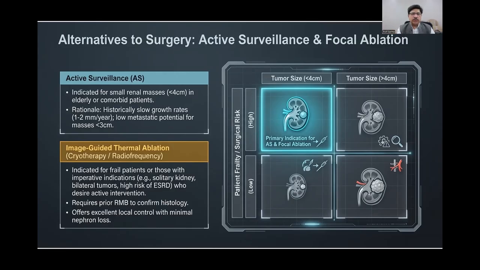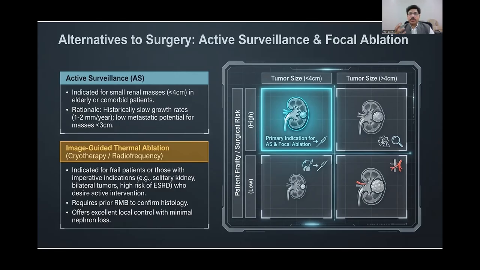If the histology shows highly malignant, then I have to go for radical nephrectomy. If the histology shows very indolent tumor, then I can be very conservative and do only thermal ablation. It offers excellent local control with minimal nephron loss. Now you say there are two variables: tumor size less than 4 or more than 4, and also the patient frailty and surgical risk, low risk or high risk.